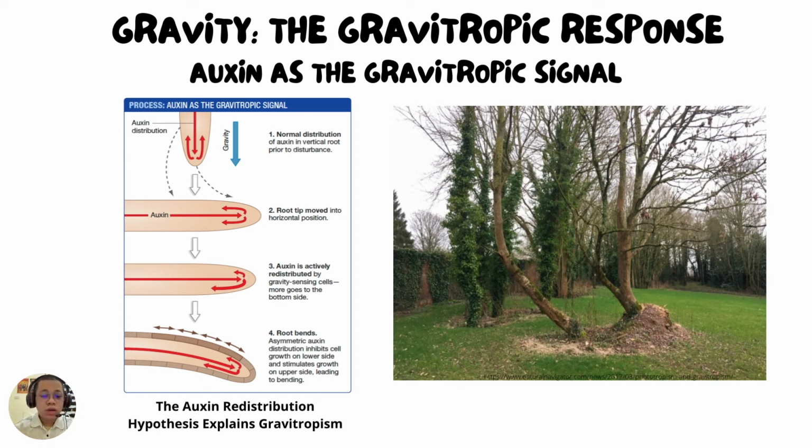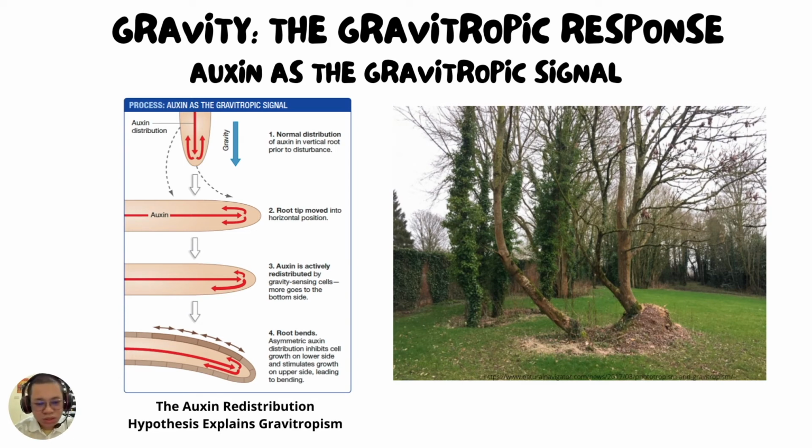In the second one, they change the direction from vertical to horizontal, and they analyzed what happens to the distribution of the auxin. From a normal distribution, there is now an uneven distribution of auxin in the roots. Which part of the root got the higher distribution of auxin? Of course, the bottom, following gravity or the gravitational force.